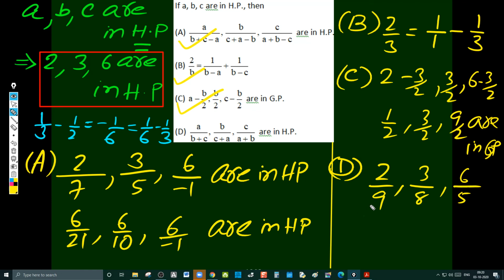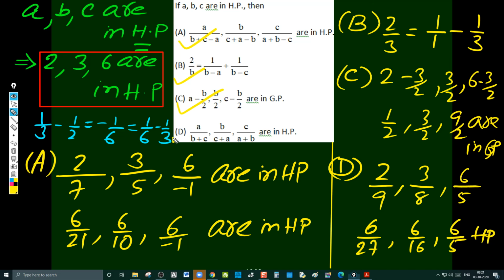Someone respond. Make all the numerators common. I did not ask Parsha, I am asking the others. So 6 LCM, so 6 divided by, multiply with 3, 27, 2, 16, 6 by 5. See the difference: 16 minus 27 is minus 11, and 5 minus 16 is minus 11, or in HP. Yes. So option D. So all are correct.